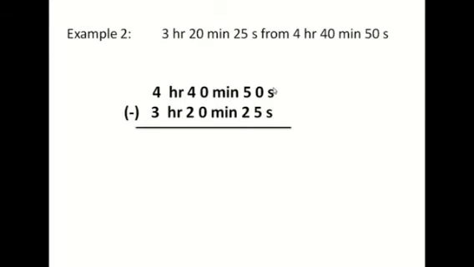So first we will start from seconds. Here it is 50 seconds. Here it is 25 seconds. So 50 minus 25 gives you how much? 25. Then you will come to minutes. Here it is 40 minutes. Here it is 20 minutes. So 40 minus 20 gives you 20 minutes. Then 4 minus 3, the hour part. So it will be 1 hour. So please write down 1 hour 20 minutes 25 seconds.